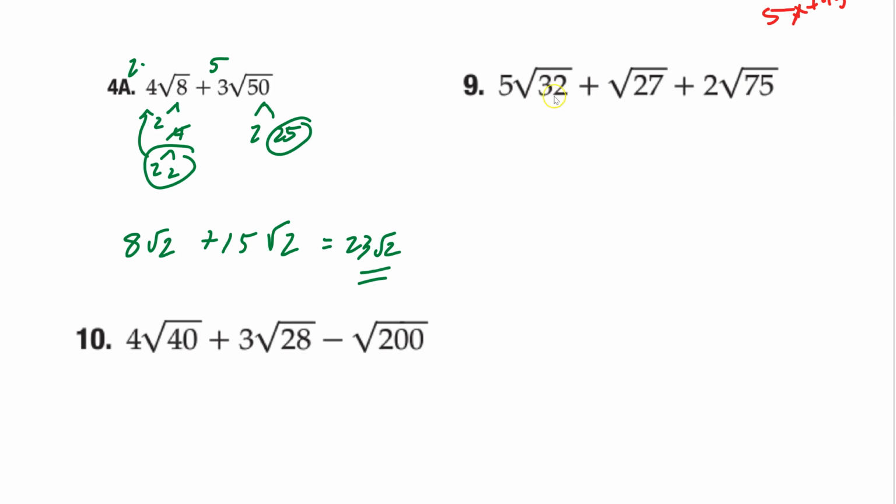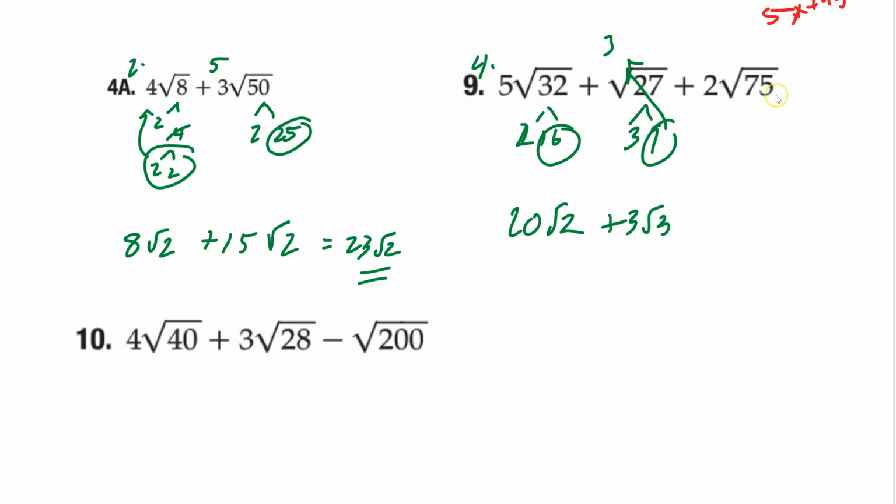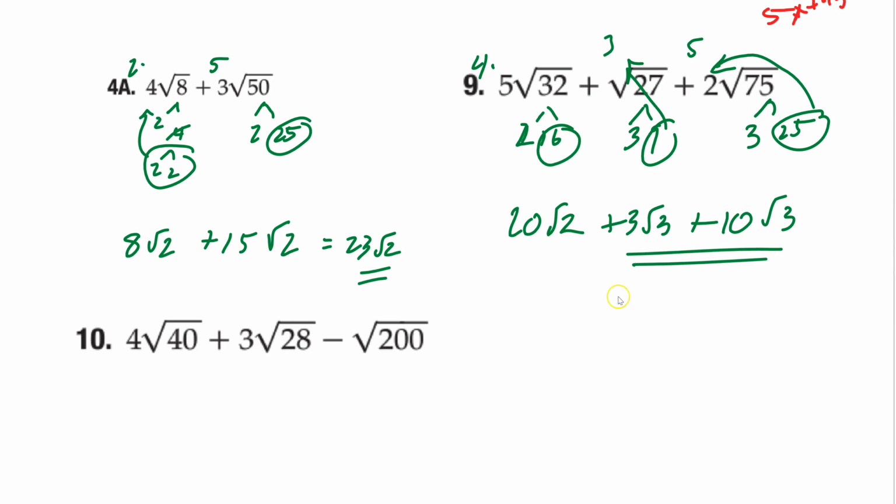Same thing over here. 32 is 2 times 16. Square root of 16 is 4. So I get 20 rad 2. 27 is 3 times 9. Square root of 9 is 3. So I just get 3 rad 3. And then 75 is 3 times 25. Square root of 25 is 5. There's already a 2 out there, so you multiply them. You get 10 rad 3. So again, only the ones that are exactly alike can be combined. This is like adding variables. 3 plus 10 is 13 rad 3.